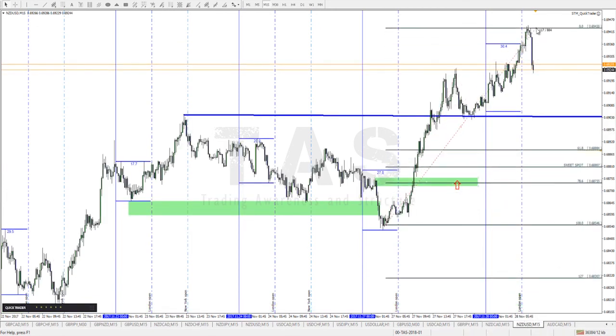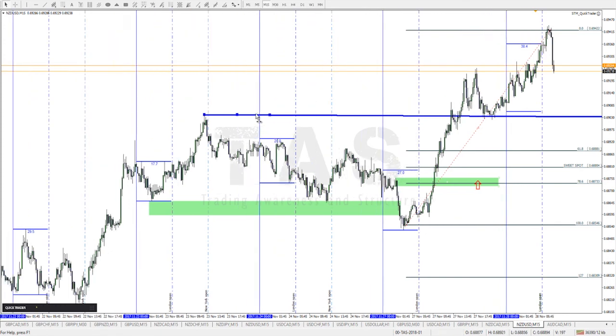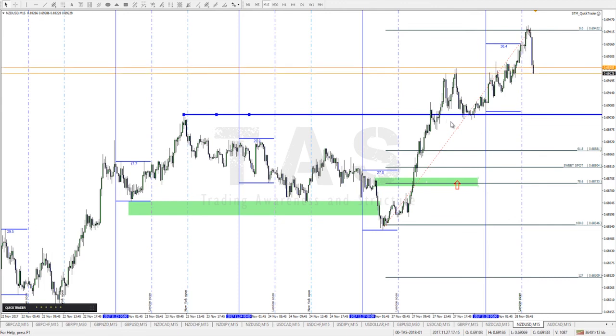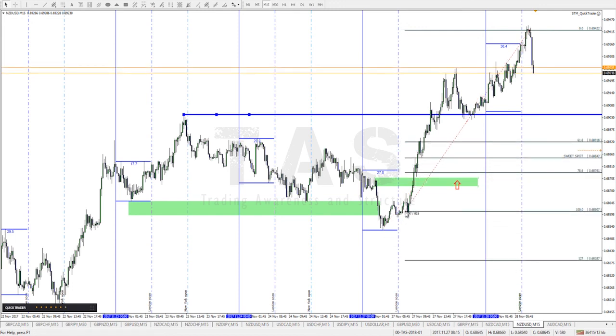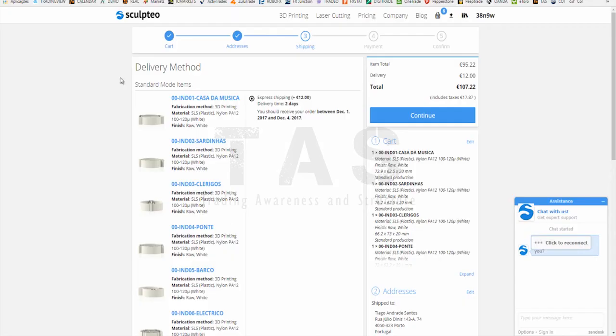NZD/USD. Let's see. That was the one we were looking at. This is the level I put in yesterday. If it comes down here, it's a little... I don't think I'm gonna enter this one.